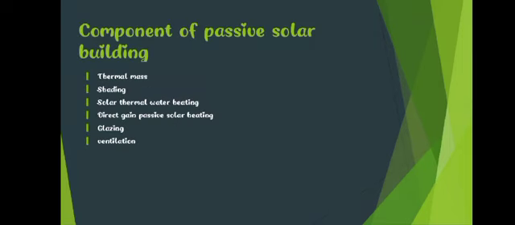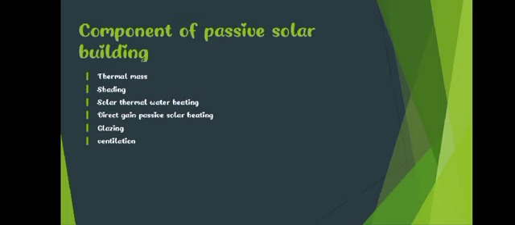And then components of passive solar building. First of all, thermal mass, shading, solar thermal water heating, direct gain passive solar heating, glazing and ventilation. So first is thermal mass. Thermal mass is the material that retains or stores the heat produced by sunlight. This could be a sun facing brick wall or a concrete slab.